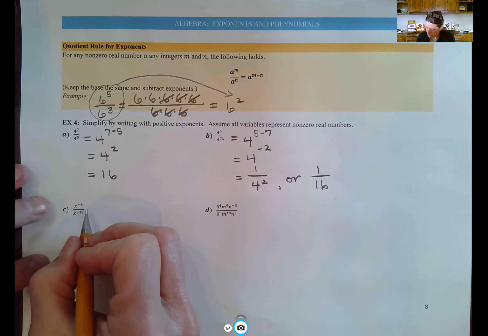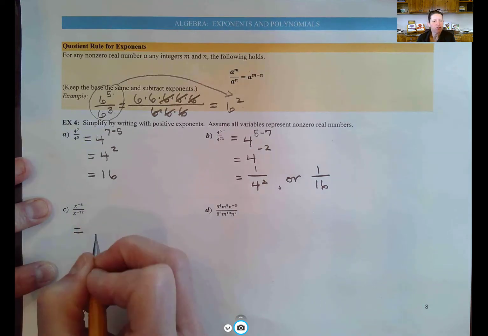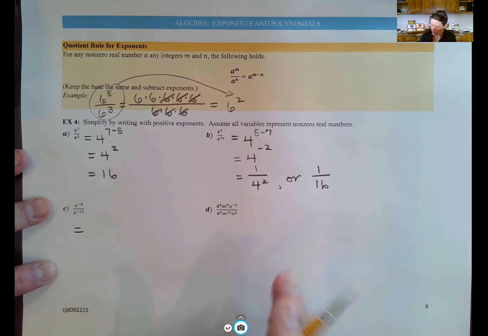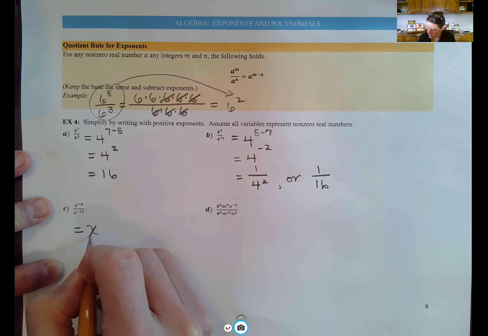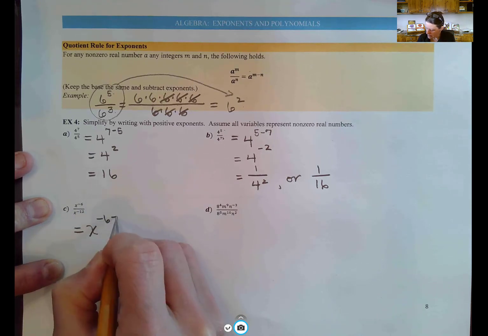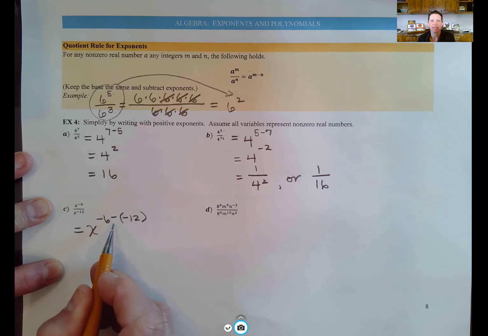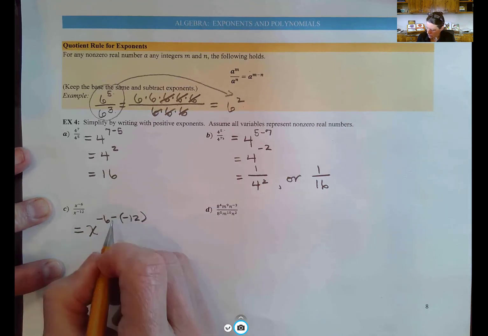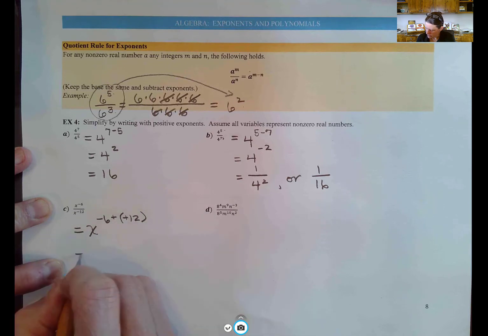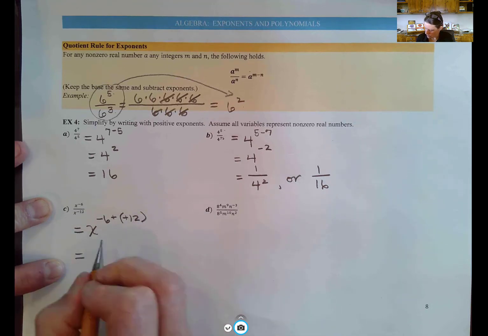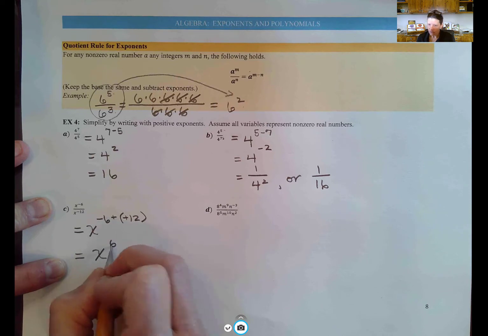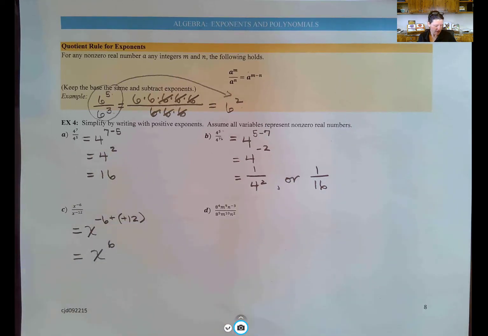In part C, we have x to the negative 6 over x to the negative 12, subtracting exponents. Numerator, negative 6, minus denominator, negative 12. And be careful, that's a minus negative 12, isn't it? Well, minus a negative is a plus. And negative 6 plus 12 is 6. So this simplifies to an x to the 6th power.